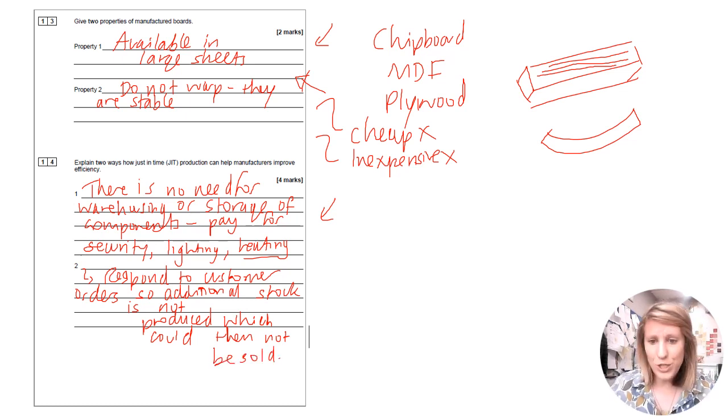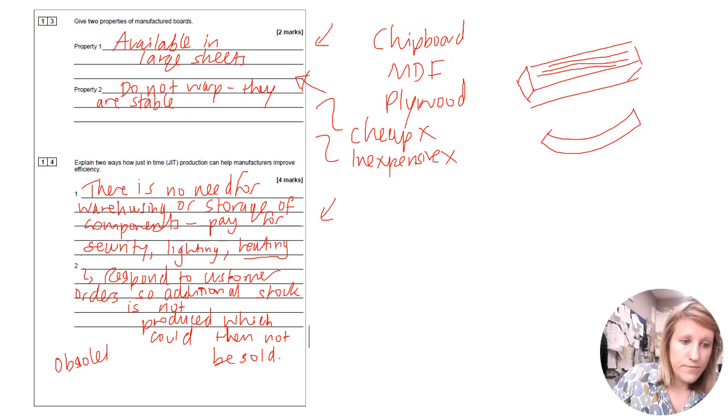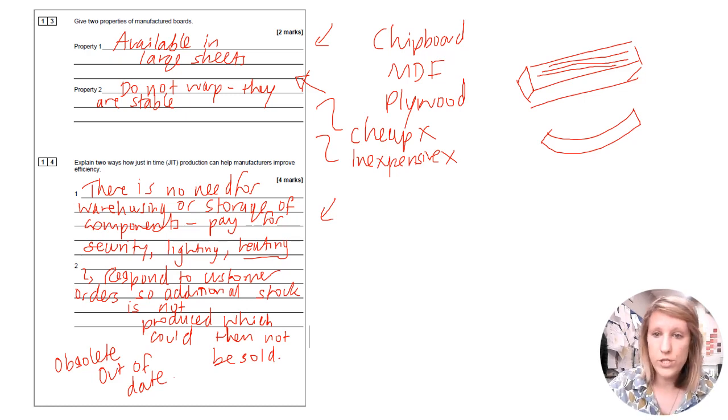Okay, apologies for my handwriting, by the way, it's this stupid little pen. So there's no need for warehousing or storage of components, so you don't have to pay for security, lighting or heating. That means you can be more efficient in terms of costs. You can be more efficient because you respond to customer orders, so additional stock is not produced, which could then not be sold, and also it could go obsolete and it could go out of date. Okay, next questions.